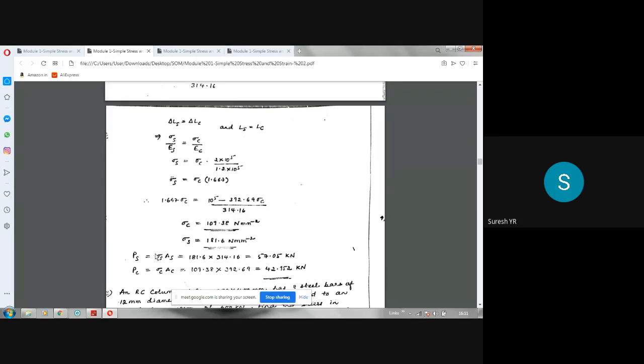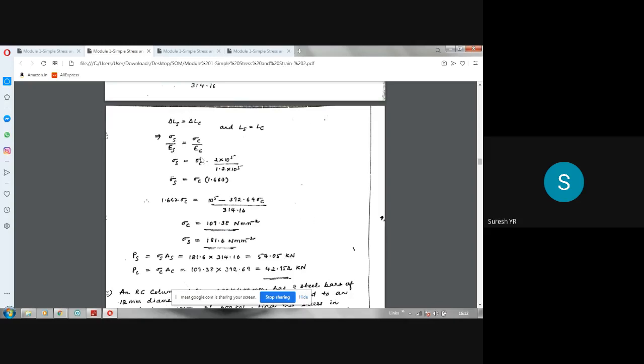Once you know the stresses, forces can be found out by multiplying by the respective area. Sigma S into AS is your PS, sigma C into AC is your PC. Okay, you will be getting in newtons. Finally, you convert that into kilonewton. So the final check is that when you add these two forces, it should be equal to the total force. So the total force given here is 100. So 57.05, 42.95. If you add that, you will get 100 kilonewton. So that's what you have to do.